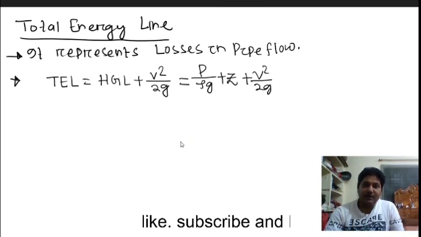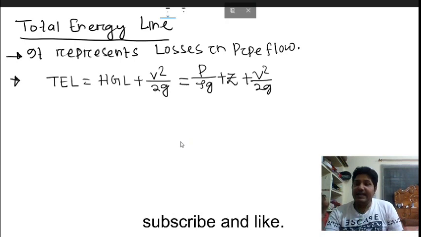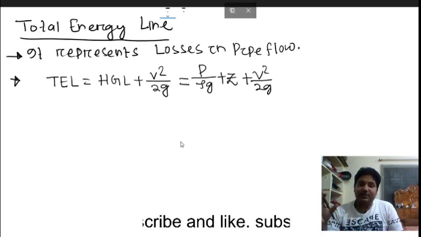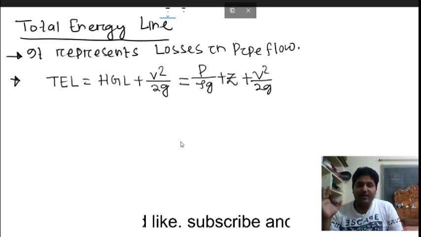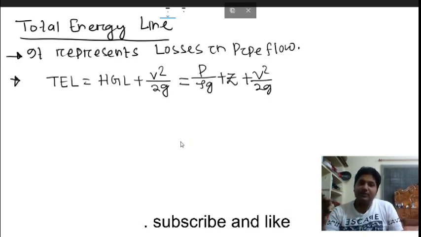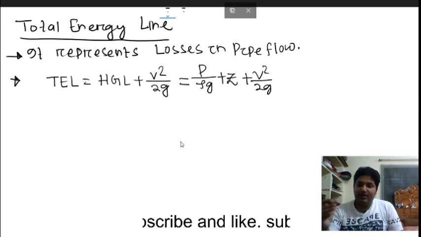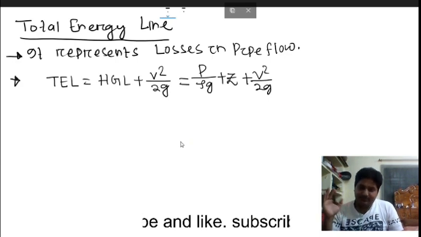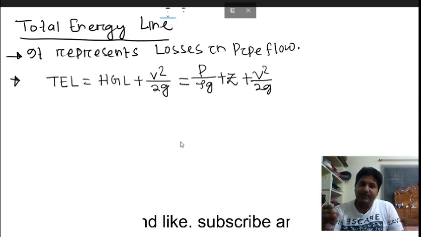Total energy line means total energy at a particular section. We are finding total energy at a particular section. If you already find the hydraulic gradient line at that section, you just add the velocity kinetic head ordinate at that section. You can find the total energy line.